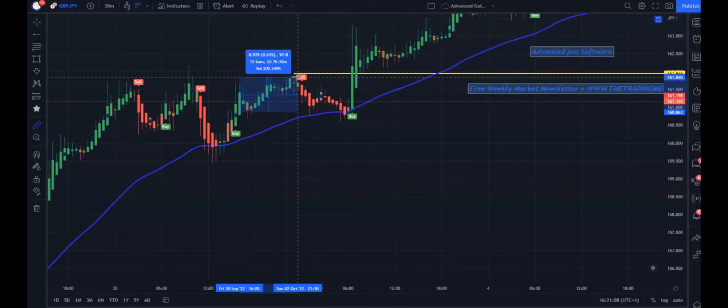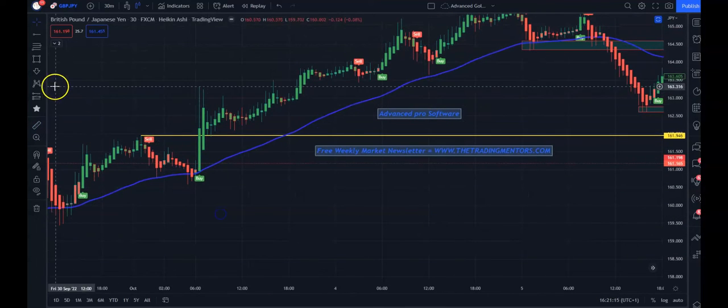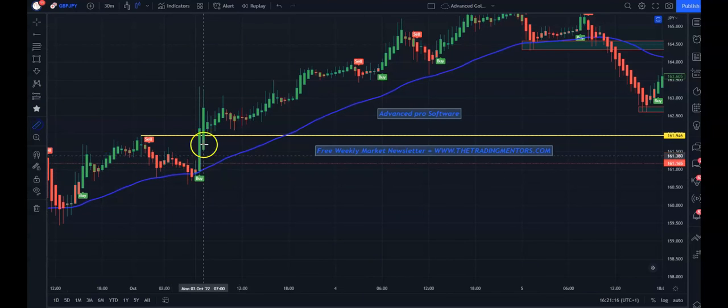So that's 97 pips. Doesn't look a lot, does it? But it's 97 pips there. Let's have a look at this one. Now this one's interesting. The buy signal is close to the blue line, which is fantastic. That's what we're looking for.